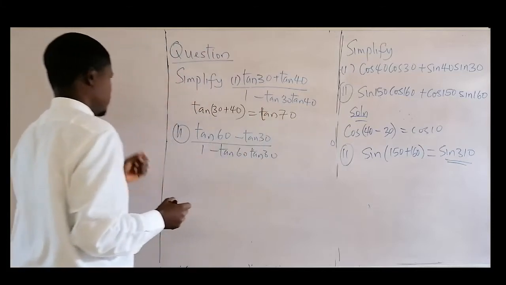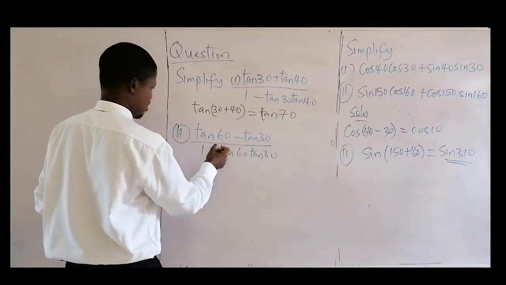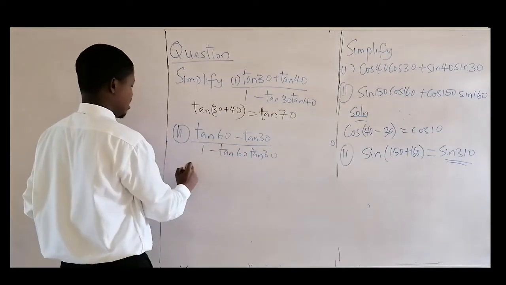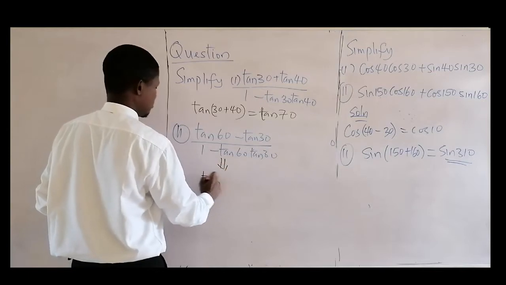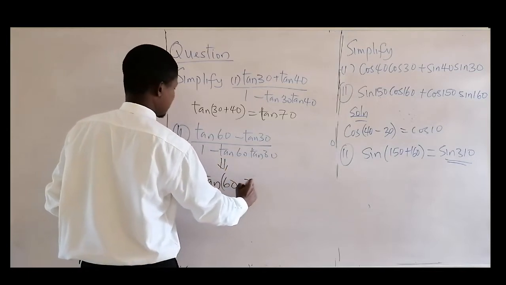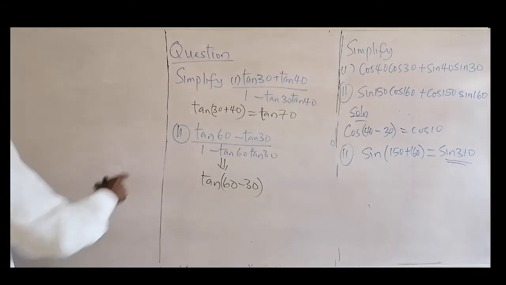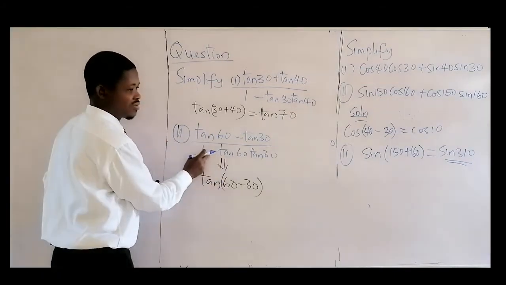Tan 32 plus tan 40. Look at what will happen. It's minus here. So this will be equal to tan 60 minus 30. Yeah, that's it. Let me check that question. I think there is something wrong there. How did I know? This is minus, this must be positive.